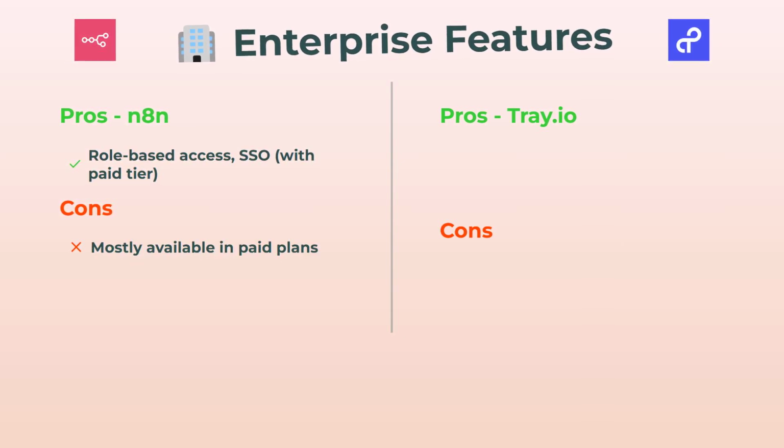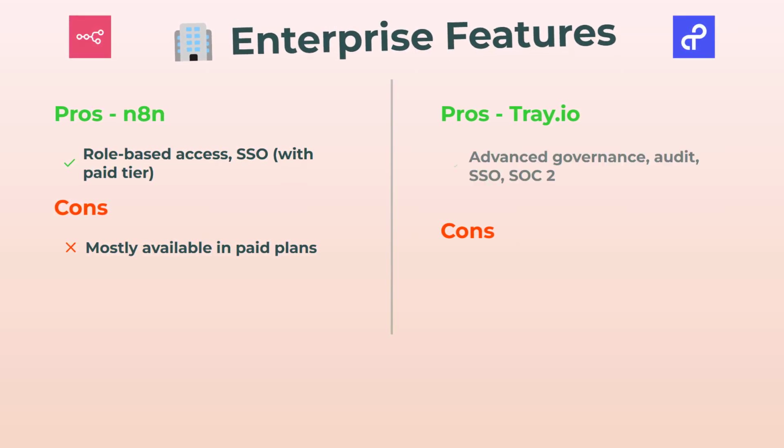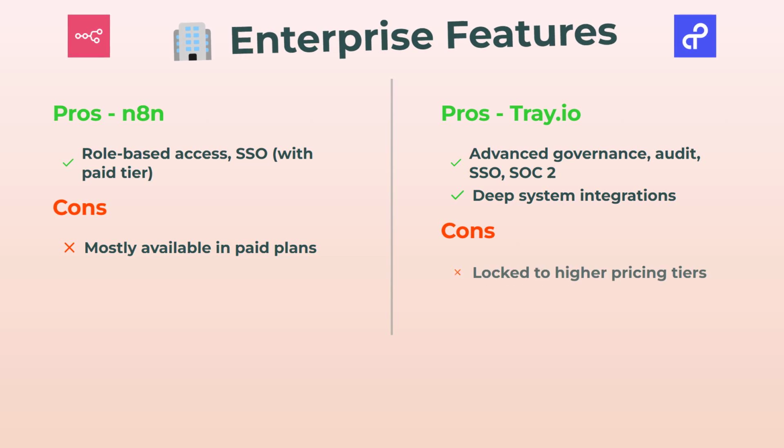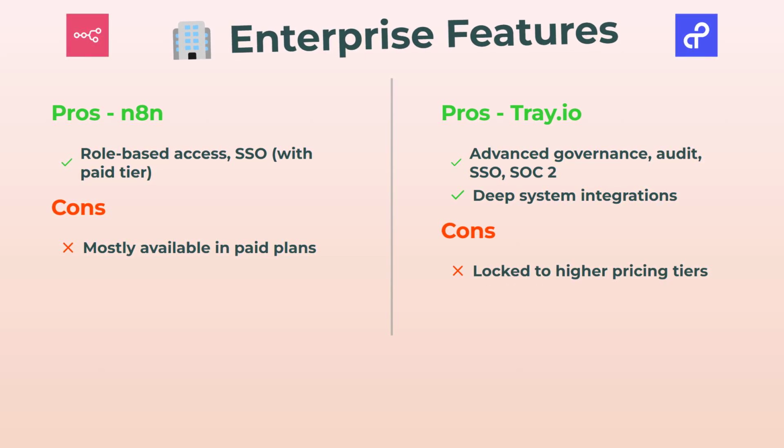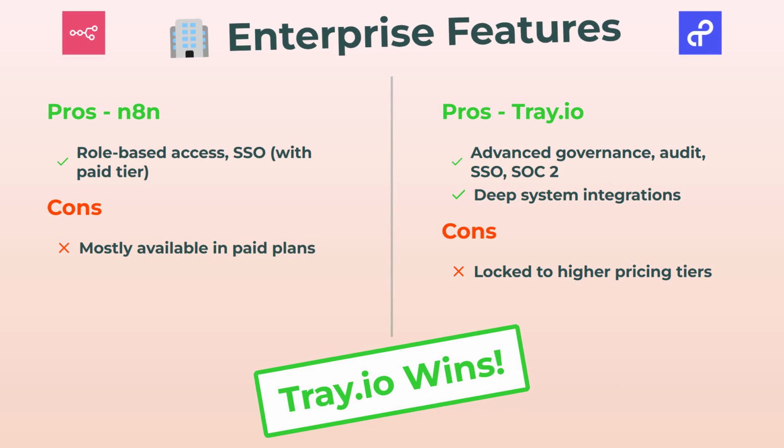Tray.io is like the enterprise playground. We're talking advanced audit logs, super tight security, deep system integrations, SOC 2, the whole shebang. But you're going to pay for that VIP experience. N8N also has role-based access and SSO, but let's be real, it's not as tricked out as Tray.io unless you spring for the premium stuff.